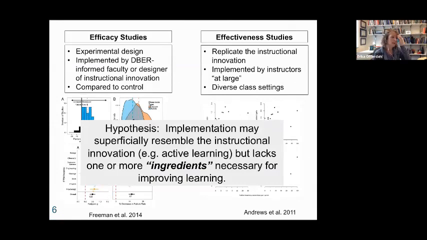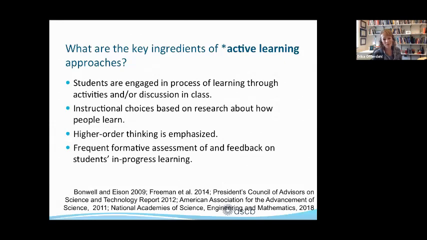So when we think about these two contexts, one might be led to hypothesize that it's not that active learning, or whatever your instructional innovation is, doesn't work, but it might be that there are some key ingredients that are missing. And it's those key ingredients that are producing an outcome that was unanticipated as compared to the efficacy studies. And so I'm tossing around this term active learning, which is really ill-defined.